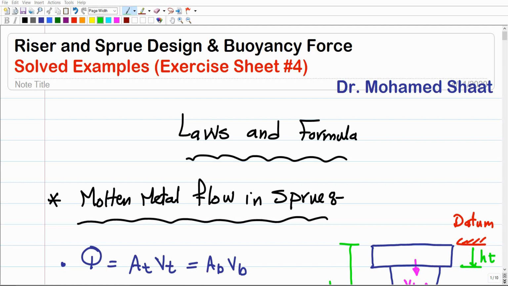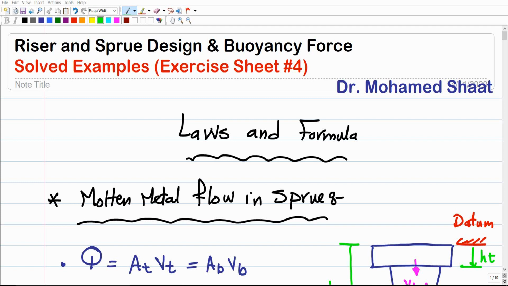So today we're gonna solve some examples over the calculation of the buoyancy force and how much weight should be added to avoid the displacement, or the moving of the cope with respect to the drag because of the buoyancy force.